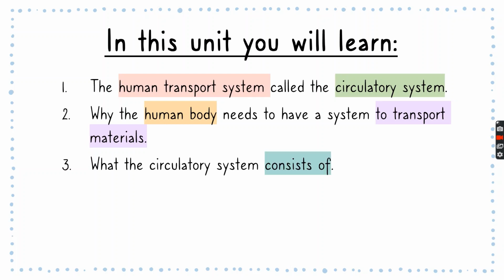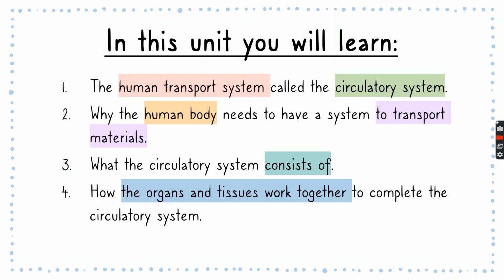Number 3, what the circulatory system consists of. Number 4, how the organs and tissues work together to complete the circulatory system.